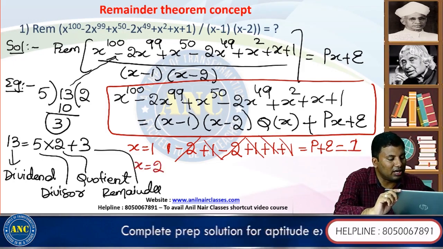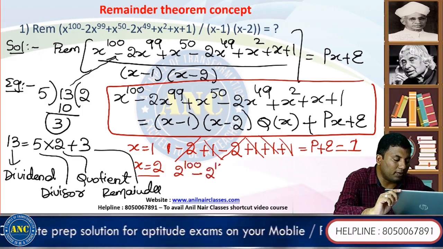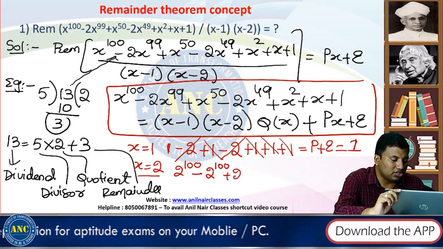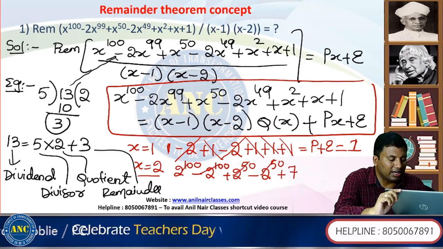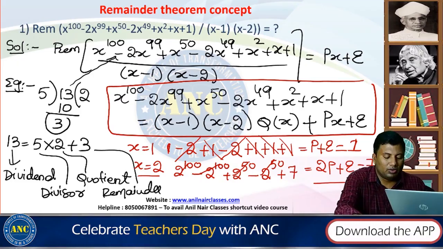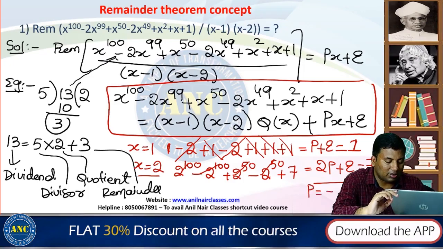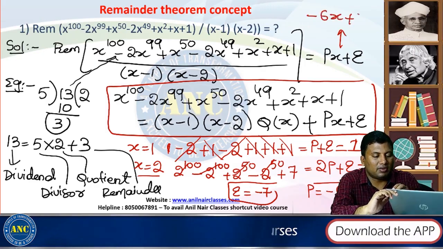Similarly, if I take x value 2, this is 2 power 100 minus 2 into 2 power 99, which is minus 2 power 100, plus 2 power 50 minus 2 into 2 power 49, which is minus 2 power 50, plus 2 square plus 2 plus 1, which is 7. All these will get cancelled. This is nothing but 2p plus q, so 2p plus q is 7. P plus q is 1. 2p plus q is 7. Simplification: p is nothing but 6. Then 6 plus q is 1, so q is nothing but minus 5. So the answer is 6x minus 5.